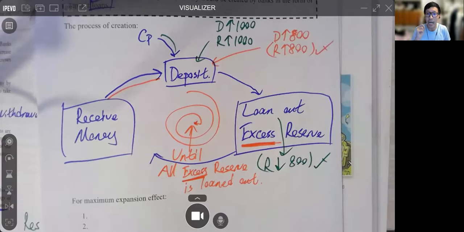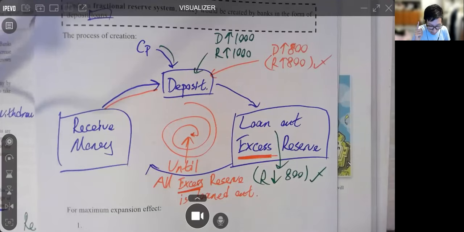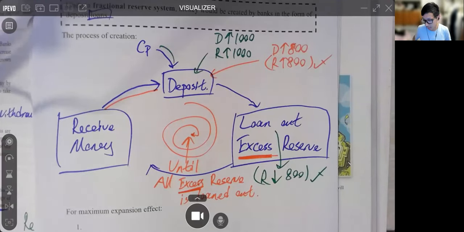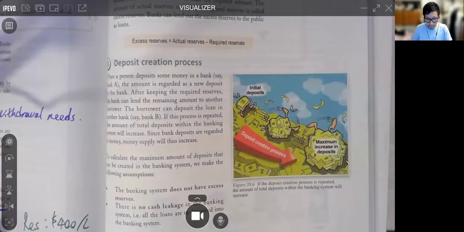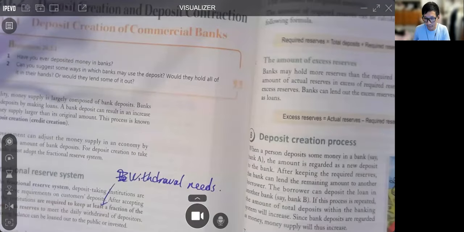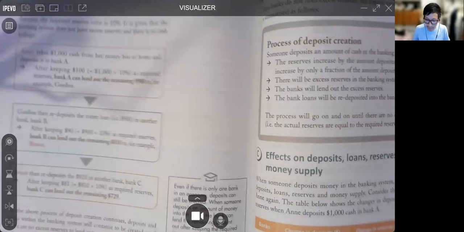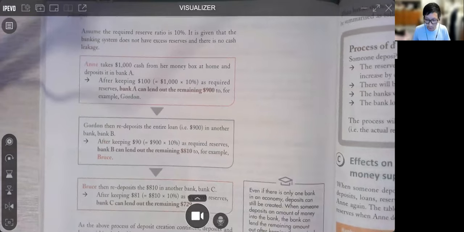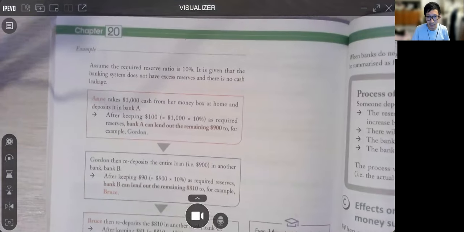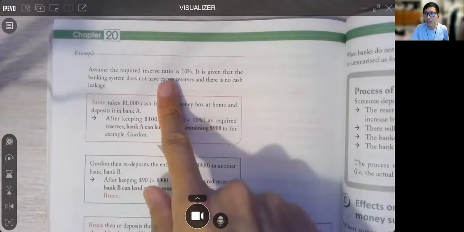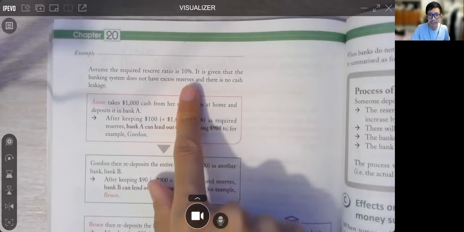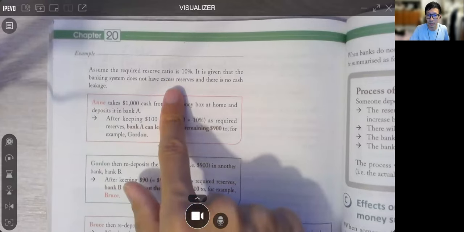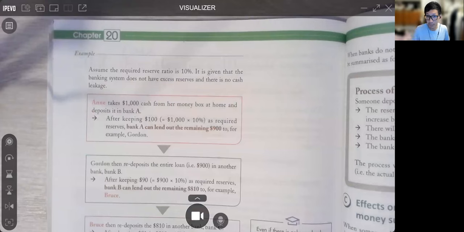Okay, so this is the deposit creation process. Now let's look at the textbook for an actual figure example. This is the second edition, which has a much better demonstration on page 188. Assume the reserve ratio is 10%. The banks do not keep excess reserve. There is no cash leakage.